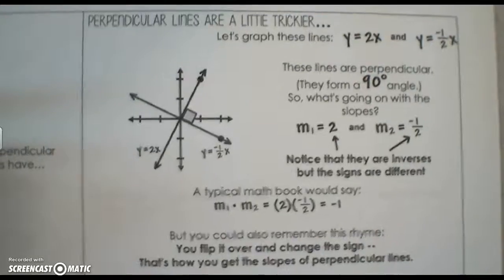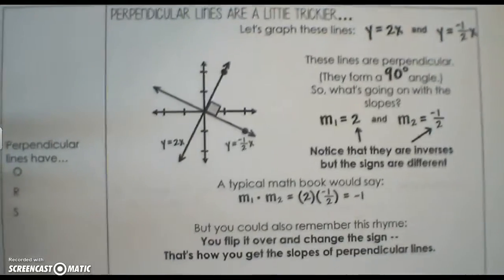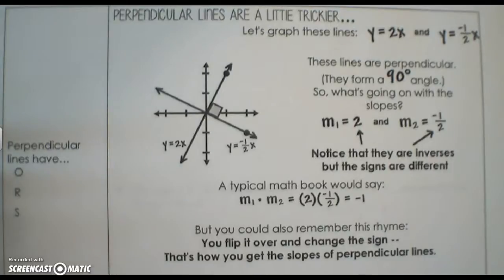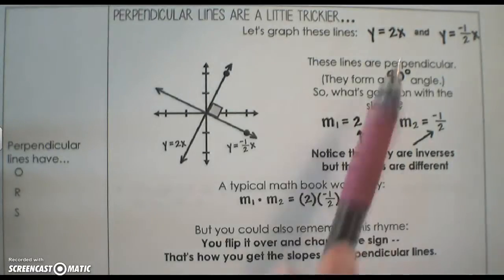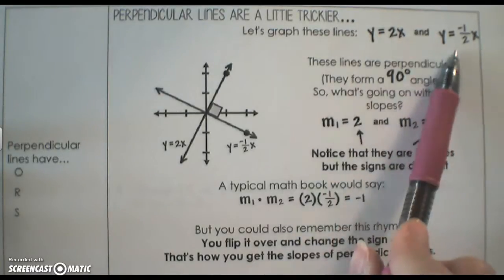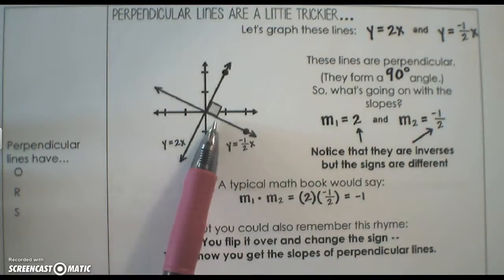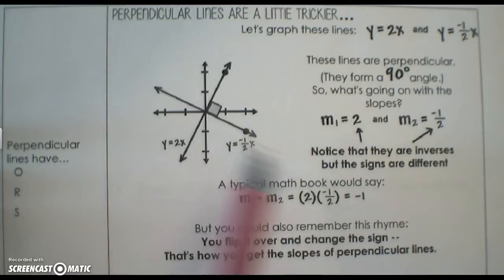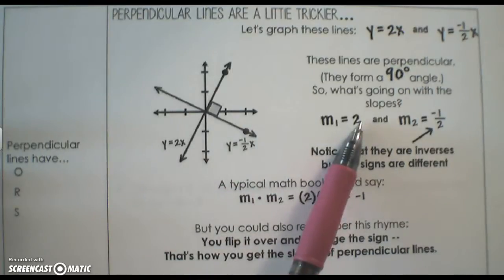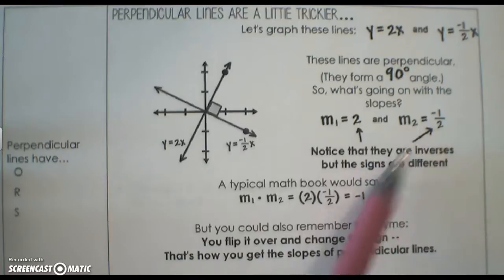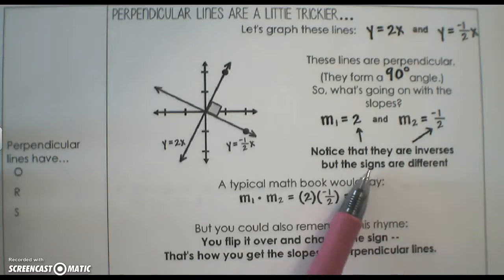So at the top, we are going to talk about perpendicular and then we'll apply both of them. So perpendicular are a little trickier. Let's look at these two lines. So y equals 2x and y equals negative 1/2 x. So notice that they are forming a 90-degree angle. So what's going on with their slopes? One is 2, the other is negative 1/2. Notice they are inverses, but the signs are different. So if we actually multiplied those slopes together, we would get negative 1.